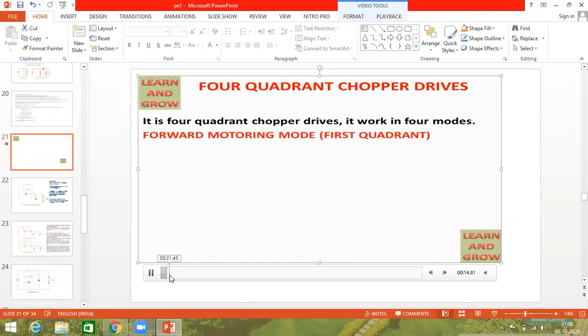4 quadrant chopper, right? So what is class A? Class A is first quadrant. Class B is second quadrant. Class C is what? First and second quadrant. Class D is first and fourth quadrant. And class E is nothing but 4 quadrant chopper. So in 4 quadrants we should operate the motor. So all the cases we take it.